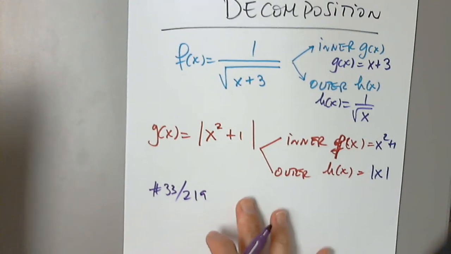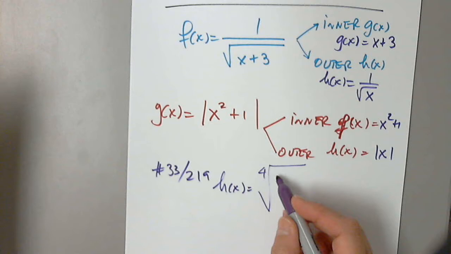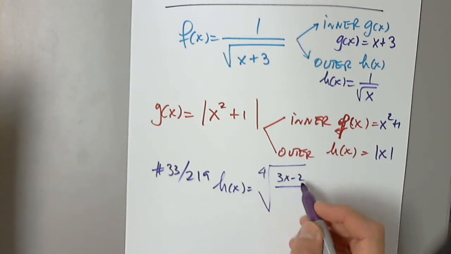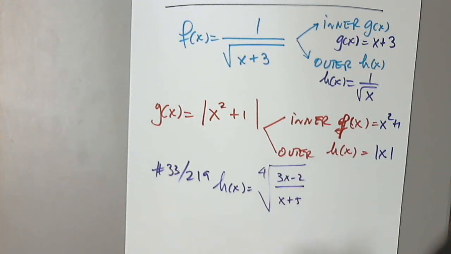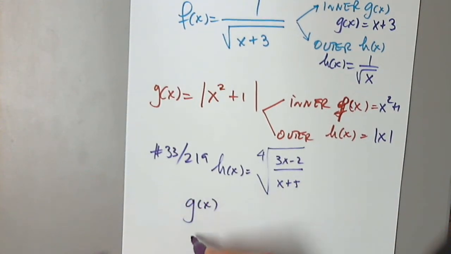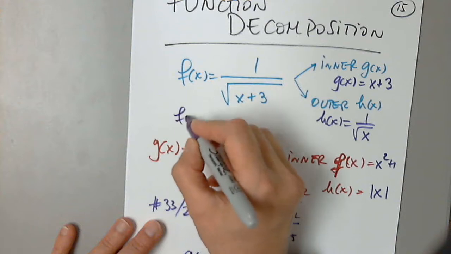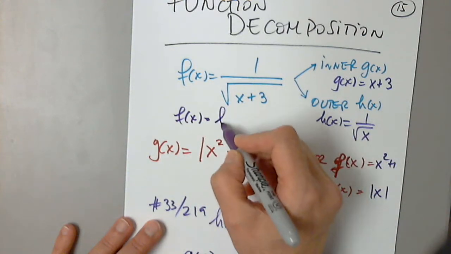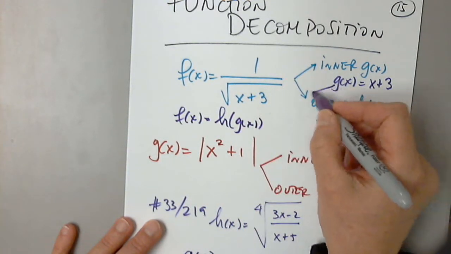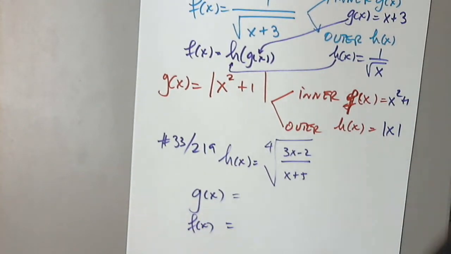So now we can choose 33 if you'd like on page 219. And this is h of x, which is the fourth root of 3x minus 2 over x plus 5. So we want an inner, let's call it g of x, and an outer. I didn't say it, but I'm sure it's clear to you, but let me write it one more time. So this is f of x, which will be h of g of x. Inner, outer, correct? The same thing here. Okay. So we want an inner and we want an outer.